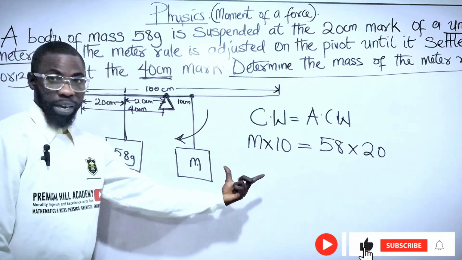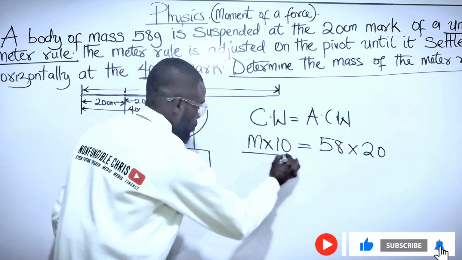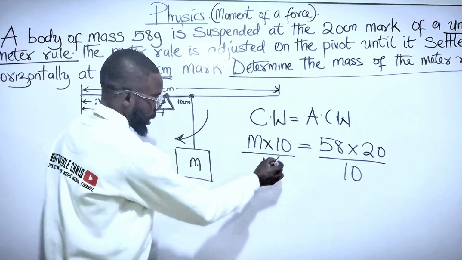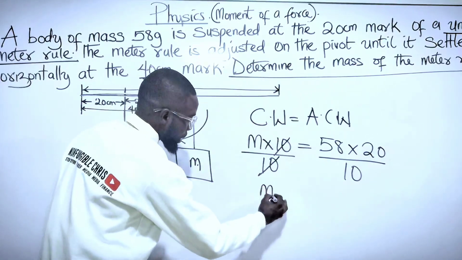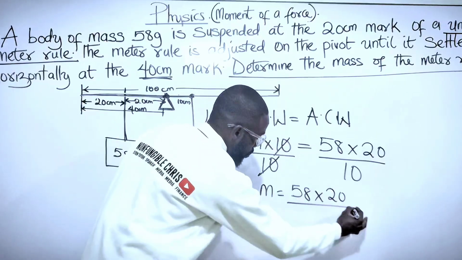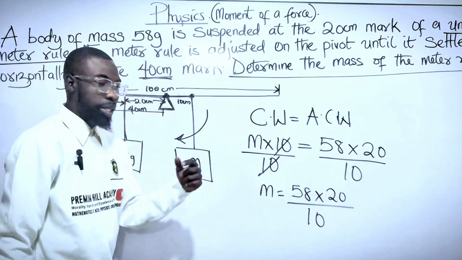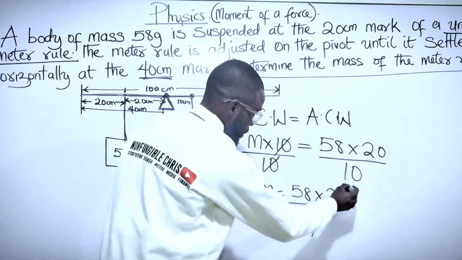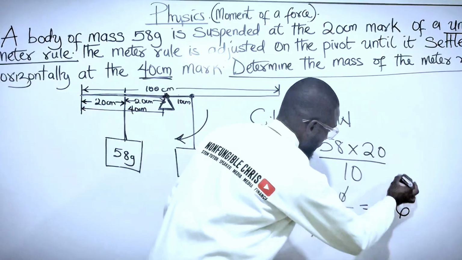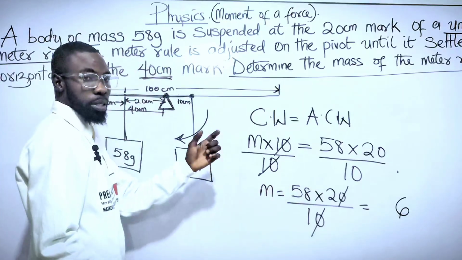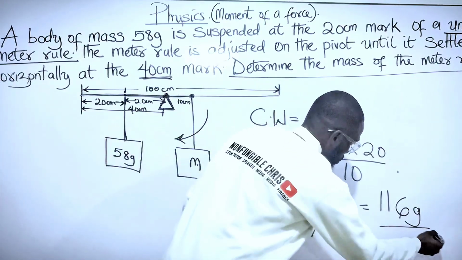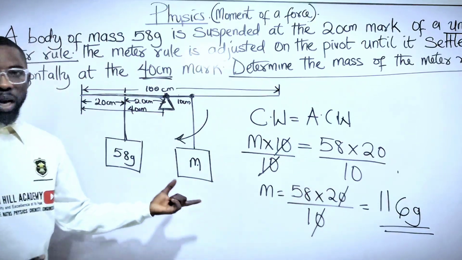So we divide both sides by 10, so that 10 takes off 10. Our mass becomes 58 times 20 over 10. At this point, 0 will take out 0. And then 2 times 8 gives us 16. Put down 6, carry 1. 2 times 5 gives us 10, plus that one we have 11. So the mass of the meter rule is 106 grams. You see how easy it is.